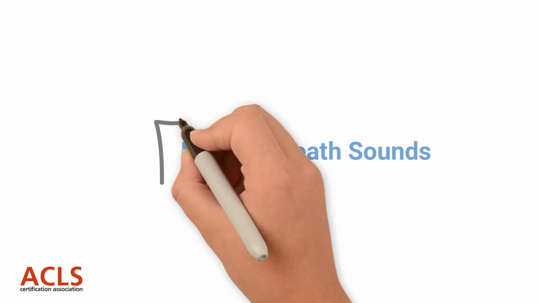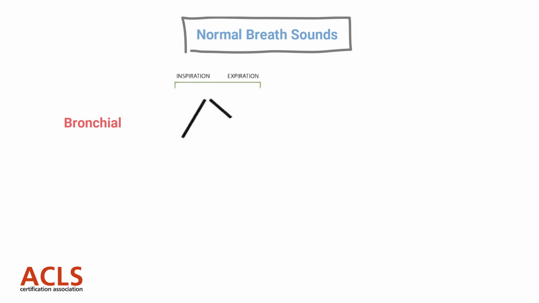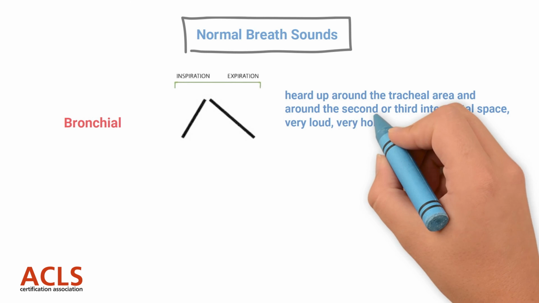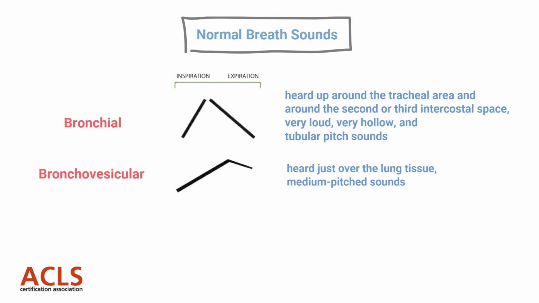Our normal breath sounds are bronchial, bronchovesicular, and vesicular. Bronchial breath sounds are heard up here around the tracheal area and around the second or third intercostal space. They are very loud, very hollow, tubular, high pitched sounds. Then your bronchovesicular sounds are heard just over the lung tissue. Those are what you're going to assess with normal breath sounds. Medium pitched sound. They're not too loud. They're not too soft. They're just right.